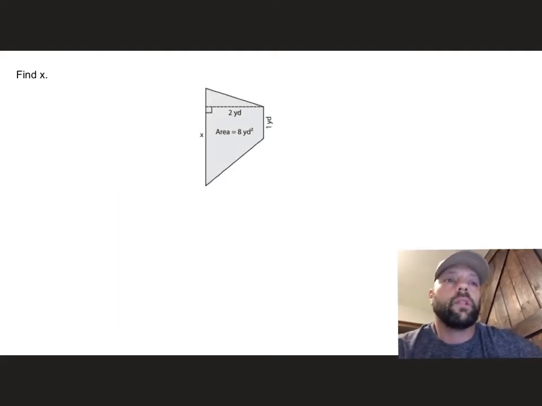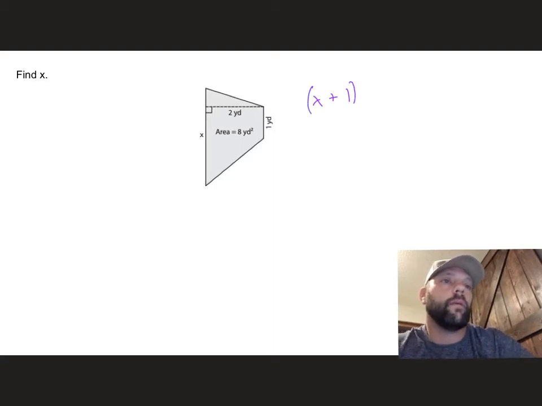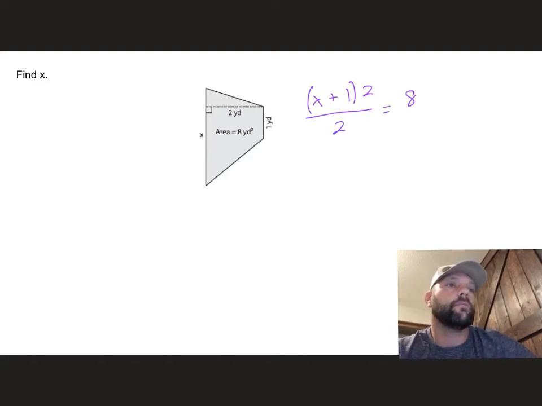All right, here we go. Let's get right into it. I have my bases, x plus 1, and then I'm going to multiply it by my height, which is 2, and then I have to divide that by 2, and that needs to equal 8.